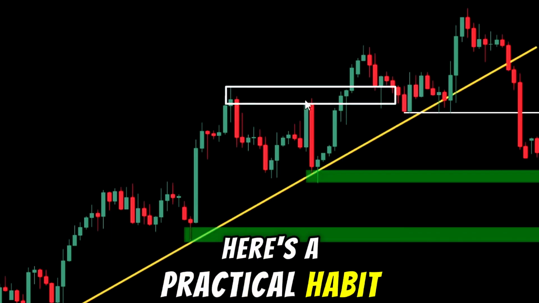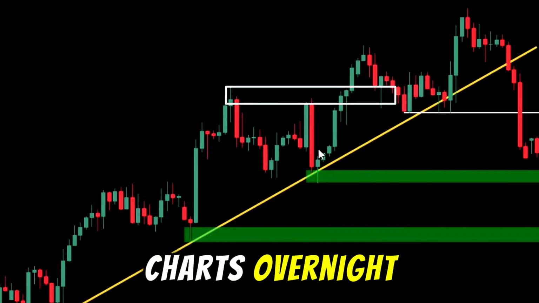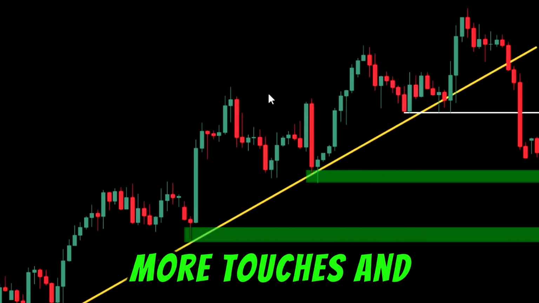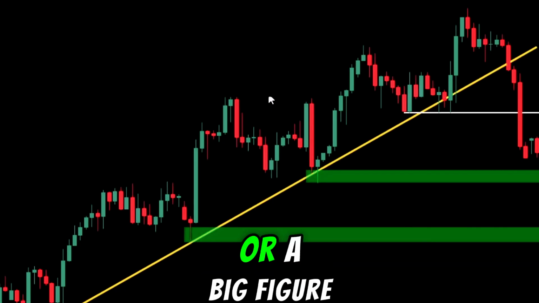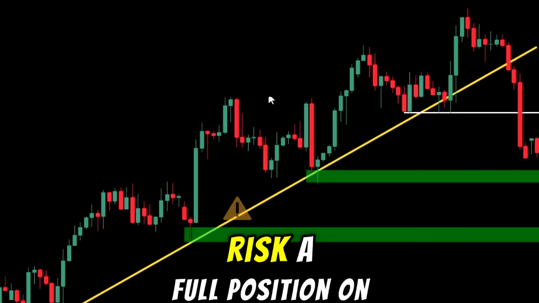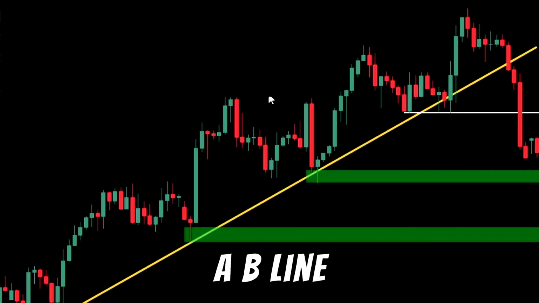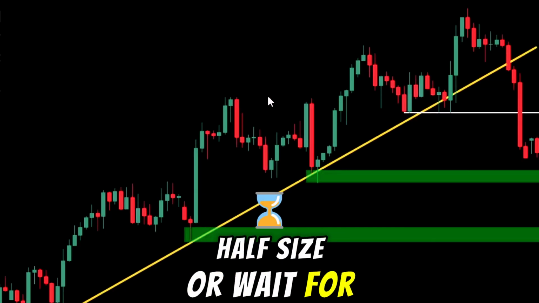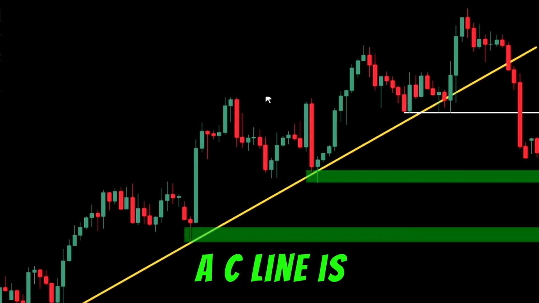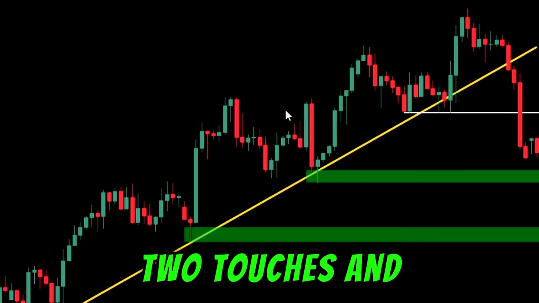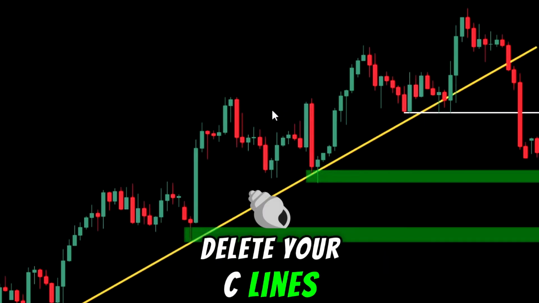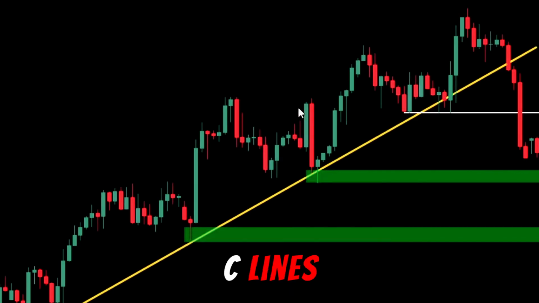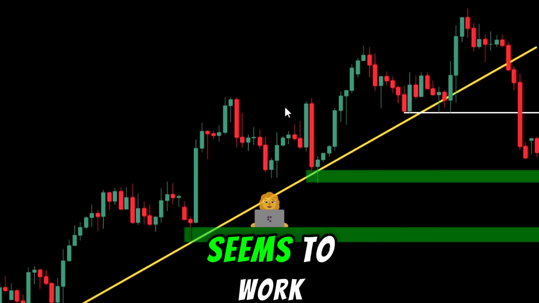Here's a practical habit that will clean up your charts overnight. Grade every line you draw. An A line has 3 or more touches and lands on a flip level or a big figure. That's a line you'll risk a full position on. A B line has 3 touches but no partner: half size, or wait for extra confirmation. A C line is 2 touches and hope. Delete your C lines. Most traders' charts are 90% C lines, and that's why nothing on them seems to work.